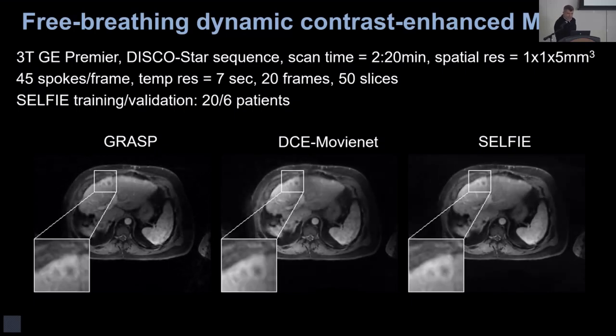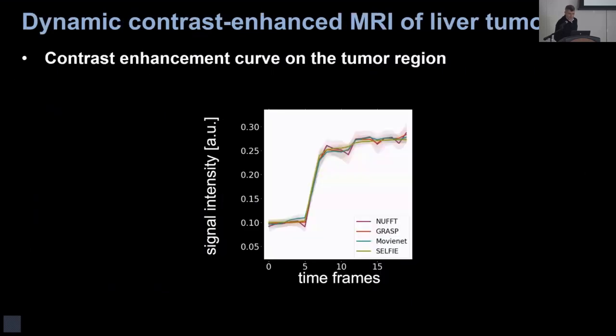So in GRASP, it's a good reconstruction. The only thing is there are some little artifacts. Also, you see motion in DCE MovieNet, so also similar to that. SELFIE is doing, I think, a little bit better in terms of artifact removal compared to the other two. And this is also showing here the results in terms of the contrast dynamics.